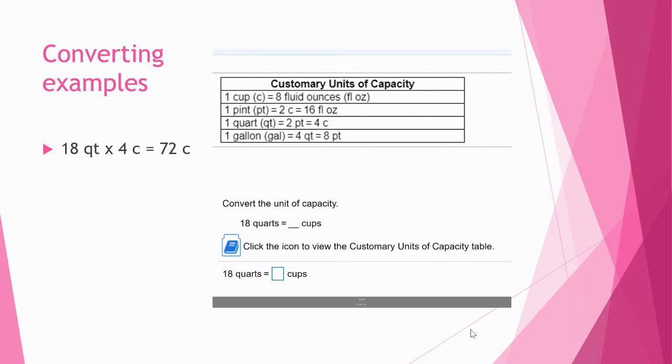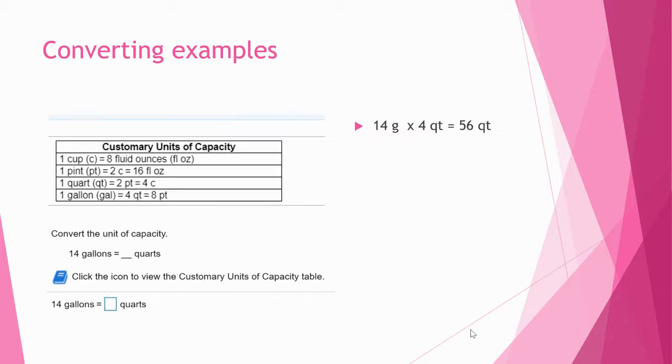One of the examples of the questions that you had was something like this. 18 quarts equals how many cups? There was a chart that you could use when you clicked on the book icon that gave you the different ways to convert from large to small. As you can see, there are 4 cups in a quart. If there are 18 quarts, all you had to do was multiply the 18 quarts times the 4 cups that are in a quart, and that would have equaled 72 cups.